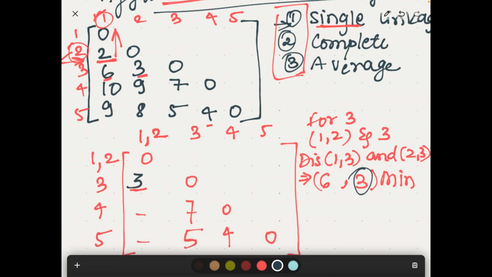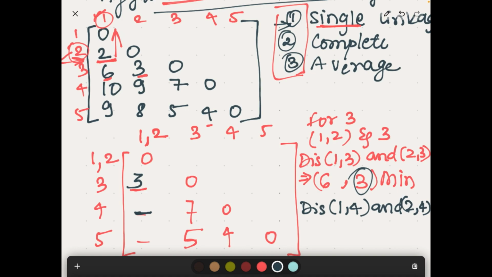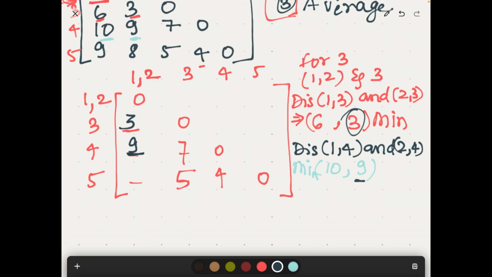We move ahead. The same thing we do for 4. So we find the distance of 1 4 and your 2 4. 1 4 is going to be 10, and your 2 4 is going to be 9. So out of these, the minimum is your 9. So the value here comes out to be 9. Now we move on to the next one. We do the same thing for the fifth one as well. So this is going to be the distance of 1 5 and 2 5. Here you have 9 and 8. Again, the minimum is going to be 8. So we have gotten this.